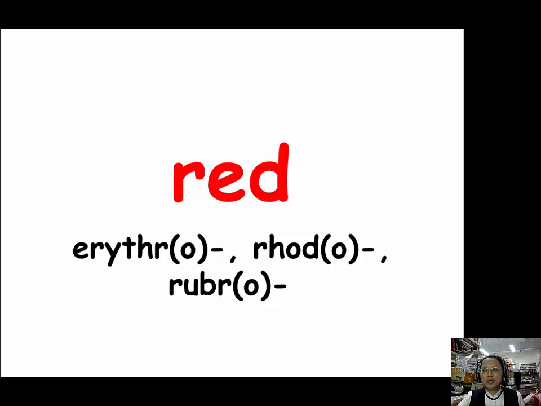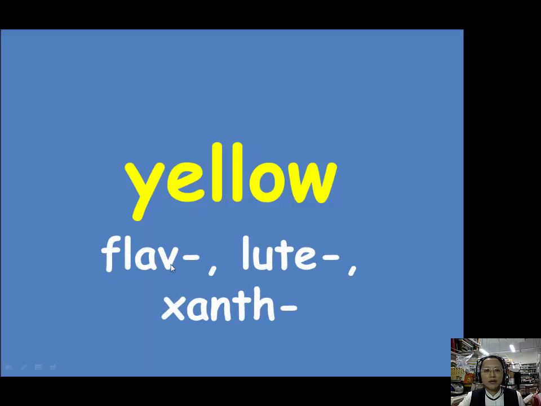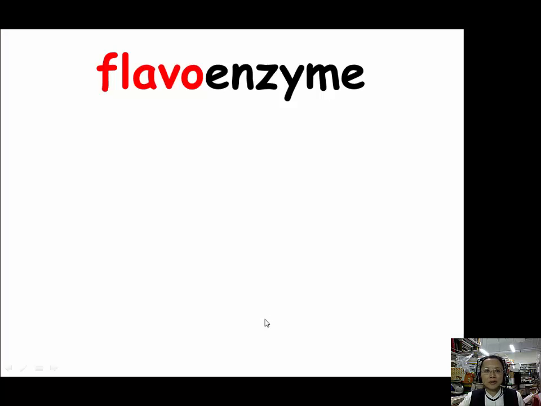Now let's see the prefixes for color yellow. For color yellow, we also have three prefixes: FLAV, LUTE, and XANTH. Let's see some examples for these prefixes.